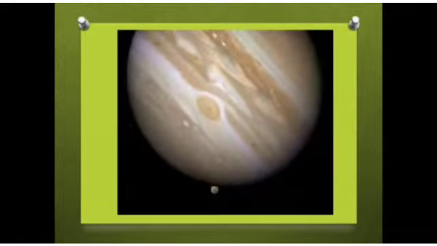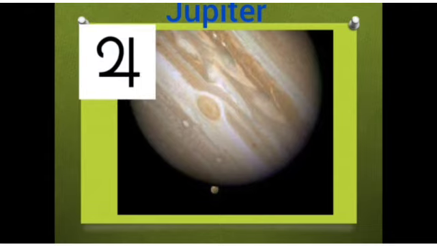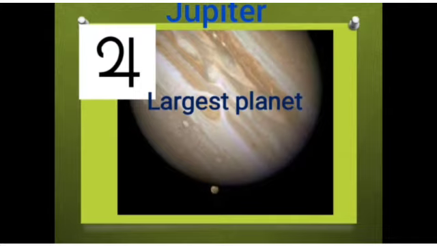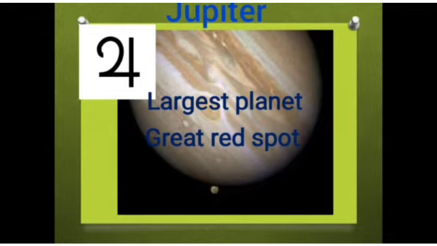Then we have Jupiter. It is the symbolic glyph of Jupiter. This is the largest planet of the solar system, and if you combine all the other planets of the solar system, it will still be bigger than them. Its speciality is its great red spot. This spot is because of a giant storm which has been moving on this planet for hundreds of years.